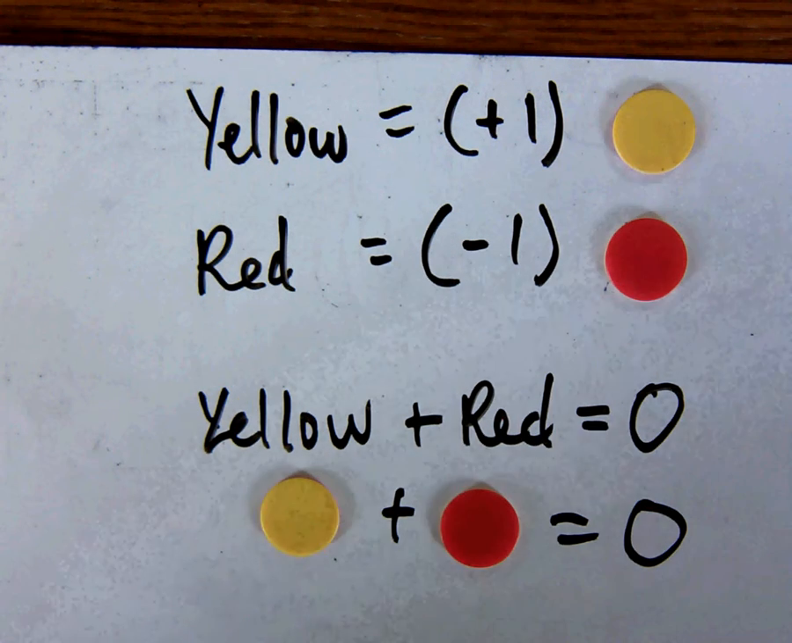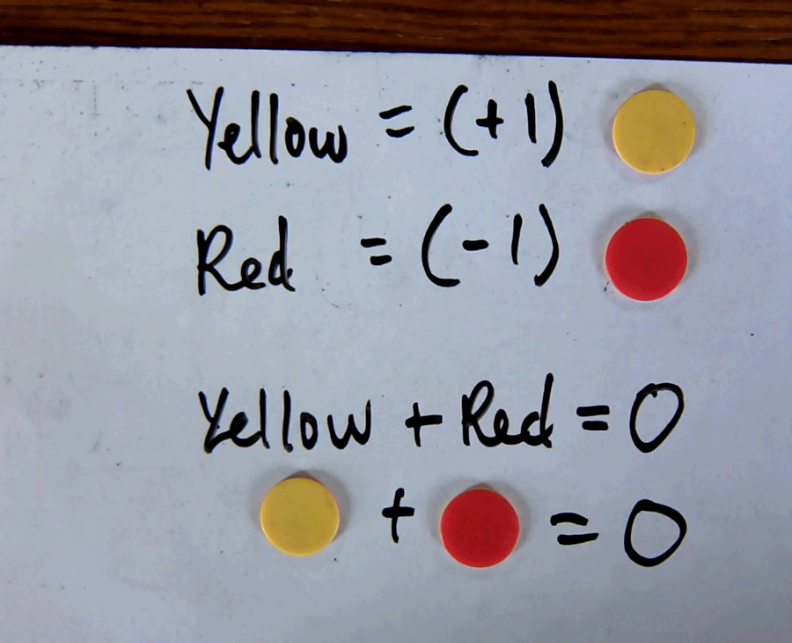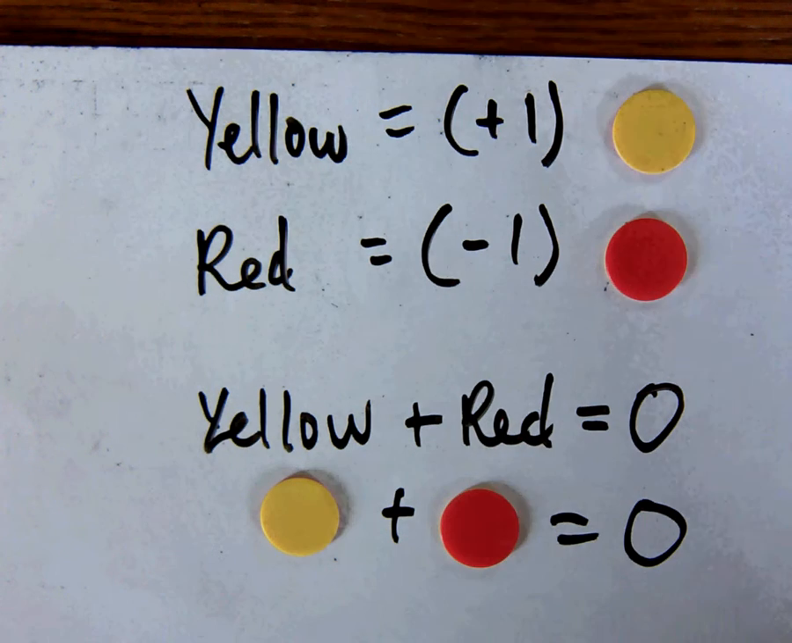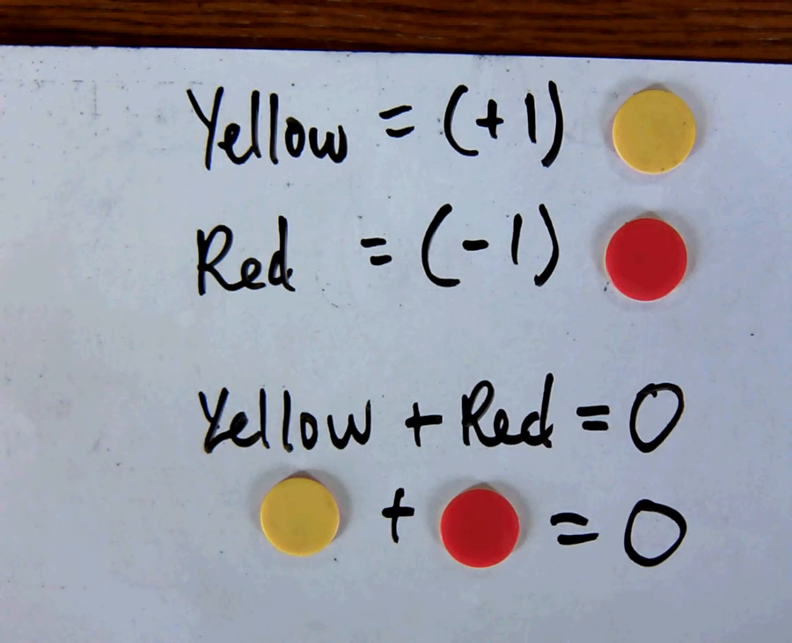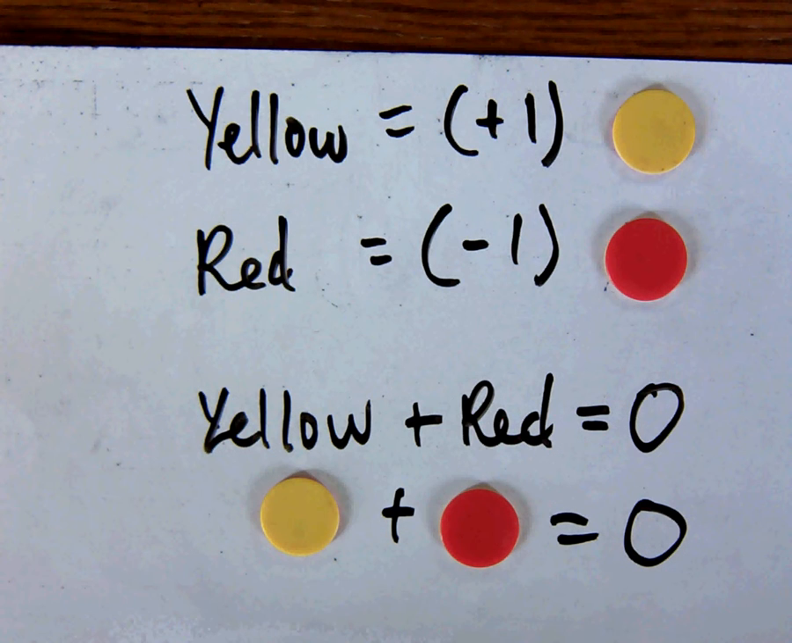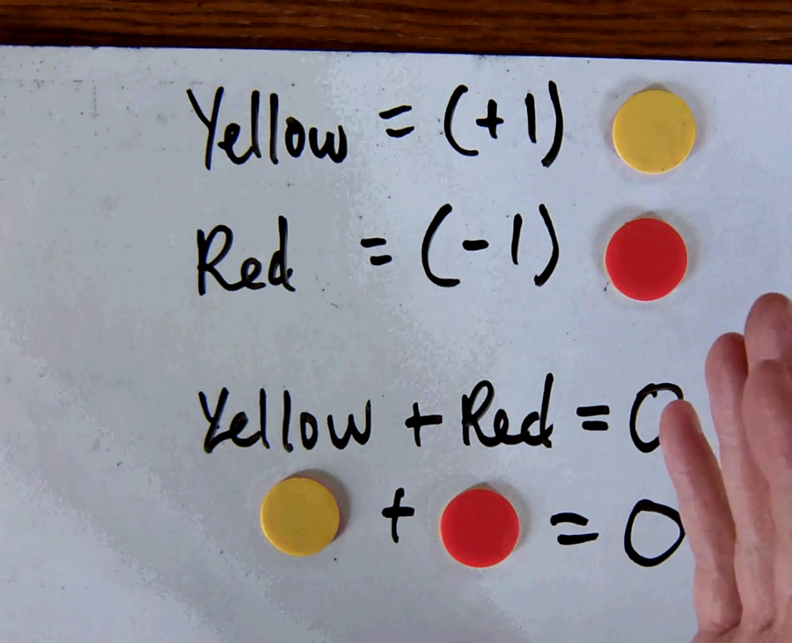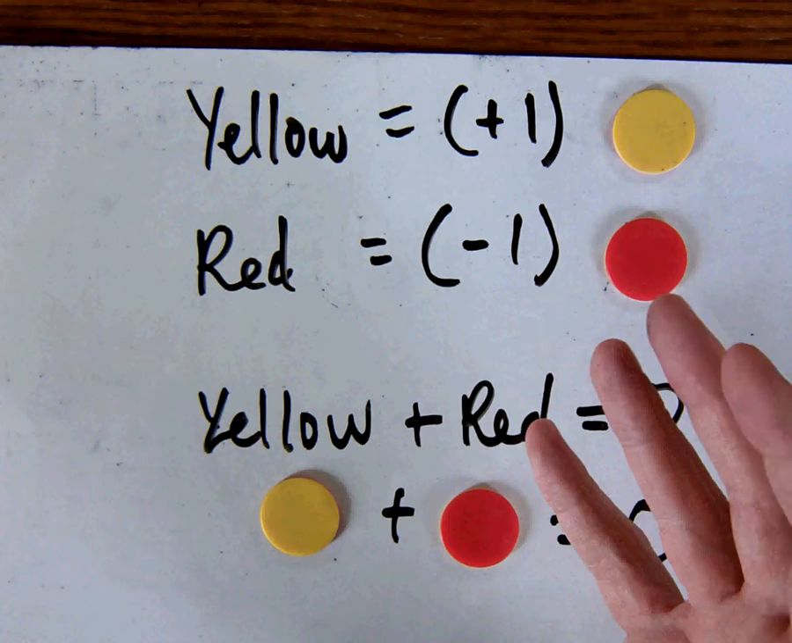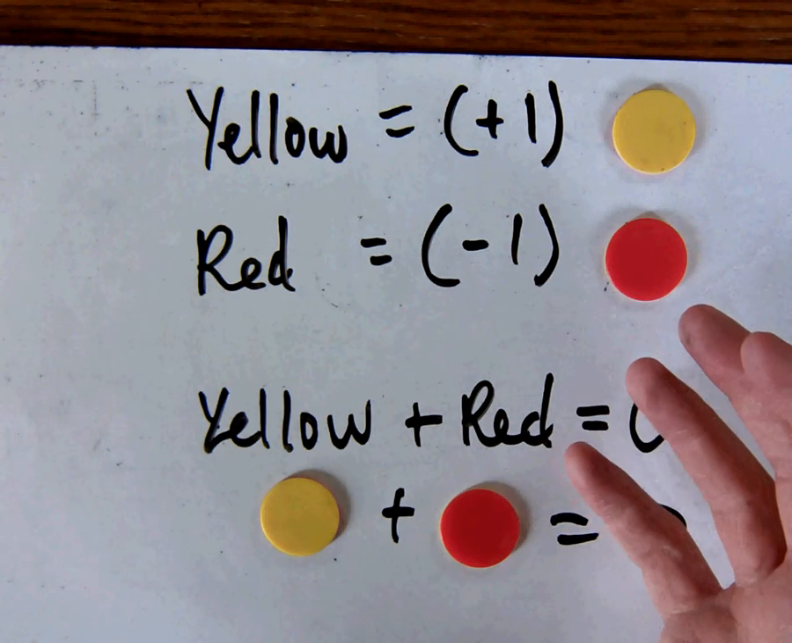Today we're doing something a little different. This isn't necessarily notes, it's more of an explanation of something that can be a little tricky. I'm going to use these yellow and red counters to explain a little bit about adding and subtracting negative numbers. Before I can begin, you have to understand that a yellow dot is a positive 1 and a red dot is a negative 1.